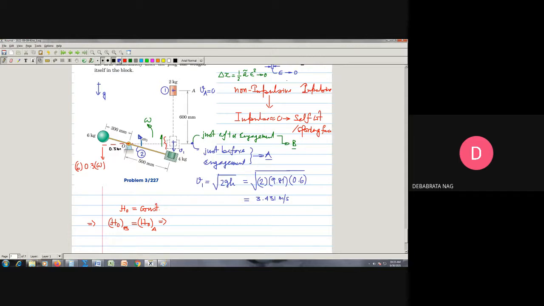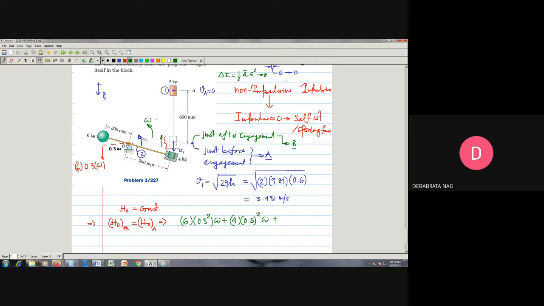So therefore we can write, and since this is after engagement, I write it in the green pen. So I say that 6 into 0.3 square into omega will be the angular momentum of this block, plus this one, this 4 kg. So we can say 4 into 0.5 square into omega, correct? And then we have plus, then you see here, this is how much?